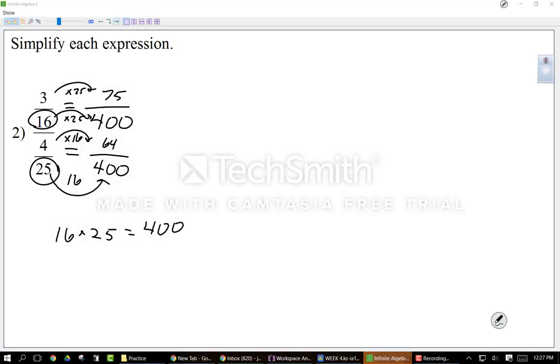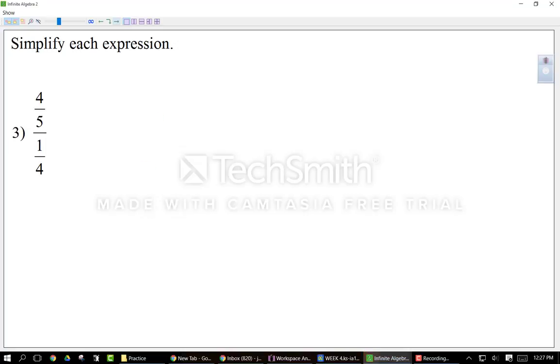Now here's where the shortcut comes in. If you remember, since my denominators are the same, I can get rid of them. What do I have left on top? I have 75. What do I have left on the bottom? 64. I cannot reduce them by anything, therefore this is my answer.